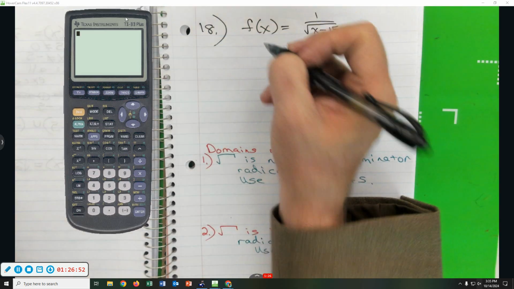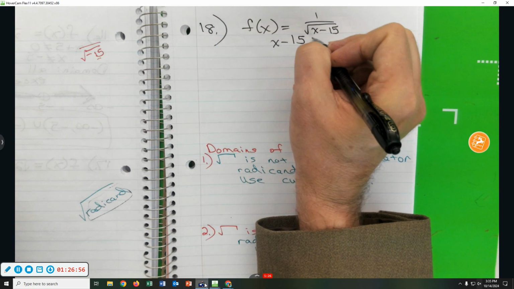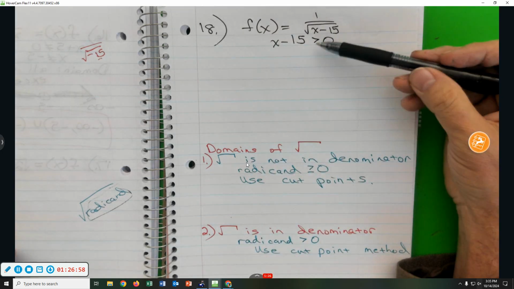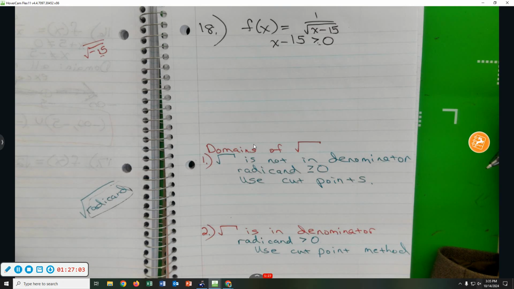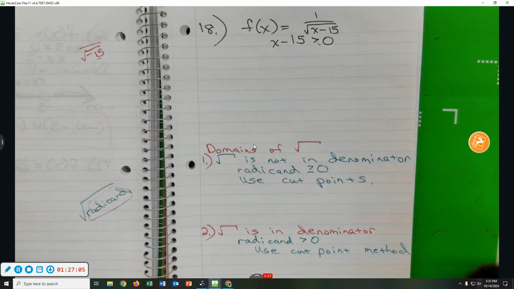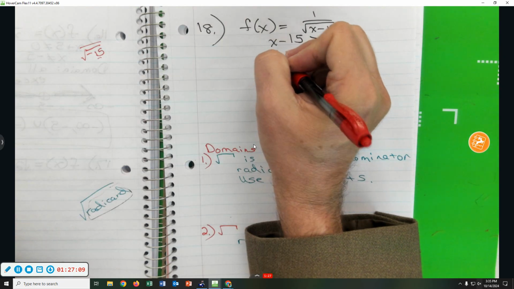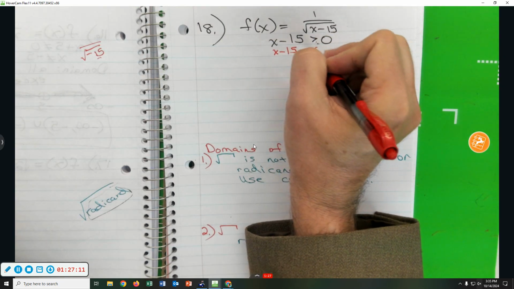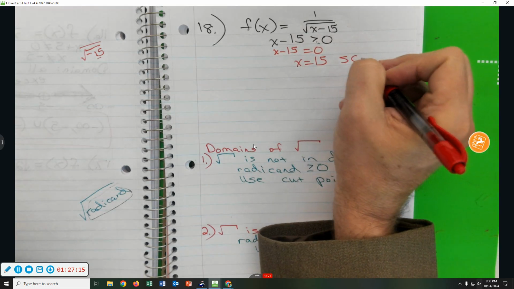So, x minus 15 greater than 0. You don't want it to equal 0, because then you get a denominator of 0. And so using cut points, x minus 15 equals 0. That means x equals 15. That's my solution cut point.